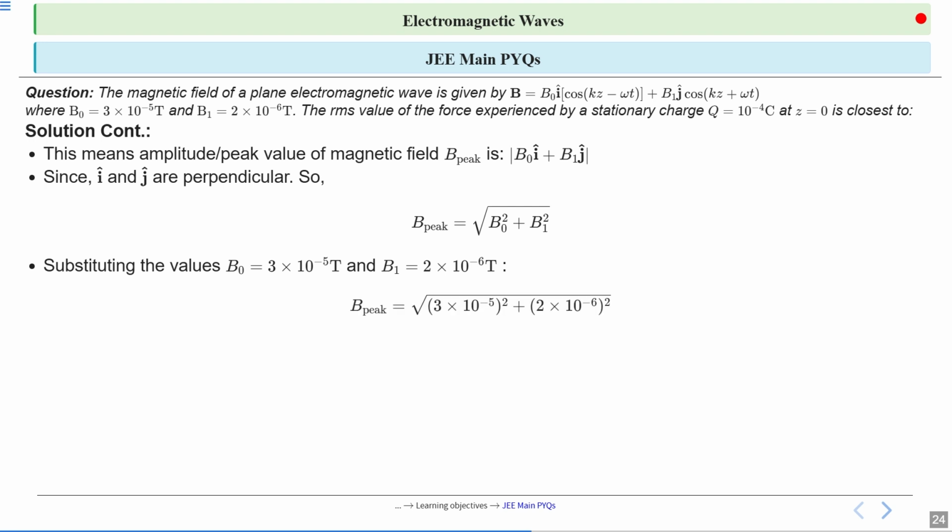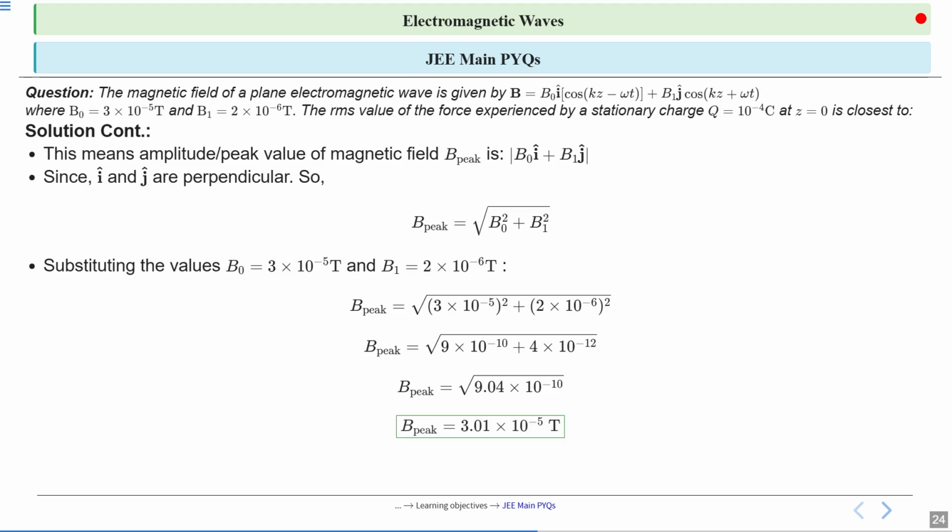So B peak will be root of (3 into 10 to the power minus 5) square plus (2 into 10 to the power minus 6) square. So B peak will be root of 9 into 10 to the power minus 10 plus 4 into 10 to the power minus 12. Okay, we have to equate the powers. So we will make the power 10 to the power minus 12 into 10 to the power minus 10, and it will become 0.04 into 10 to the power minus 10. Okay, so B peak will be equal to, now take 10 to the power minus 10 as common, and it will become 9.04 into 10 to the power minus 10.